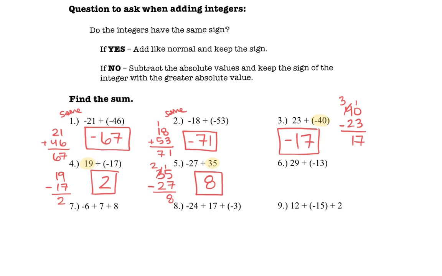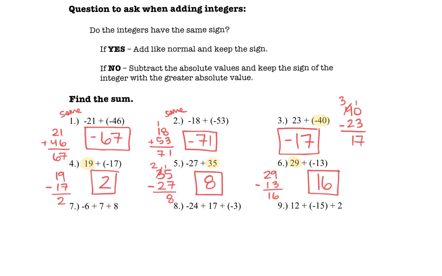Number 6, same signs or different signs? Again, these have different signs because one's positive and one's negative. And as I look, I see that the 29 is further from 0. So I'm going to do 29 minus 13. That gives me 16. Since the 29 is positive, it's further from 0. My answer stays positive as well.